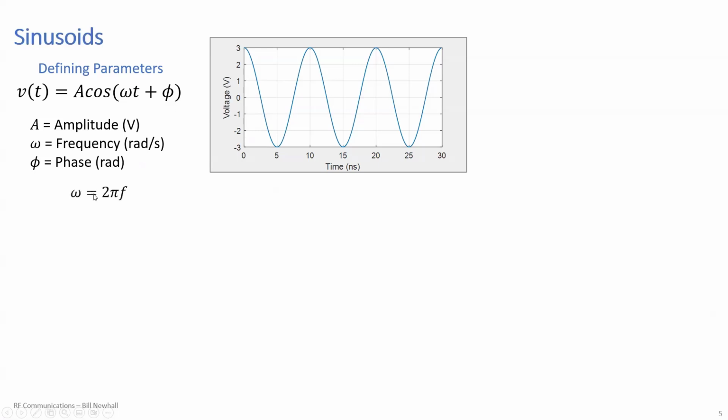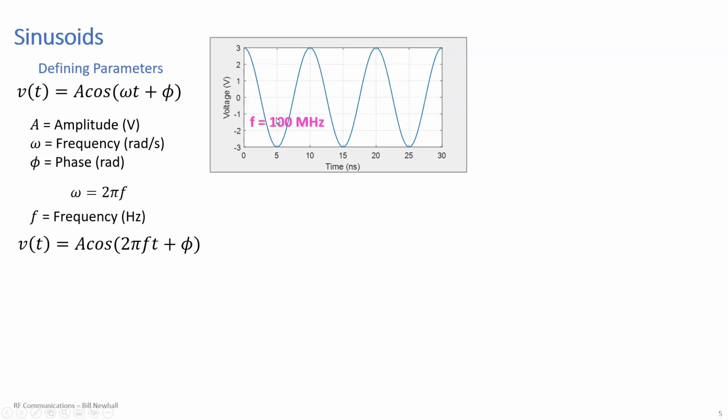And when we're talking frequency, we will talk in radians per second, but also hertz, where F is the frequency in hertz. That's related by this equation, omega equals 2 pi F. Omega is in radians per second, and frequency is in cycles per second, or hertz. Okay, so when I talk about hertz or megahertz, that's what this F is here.